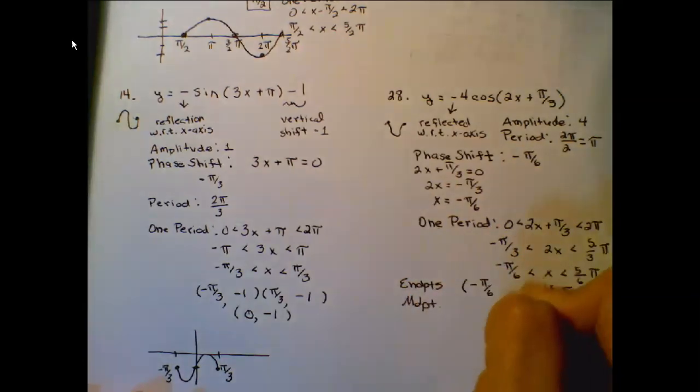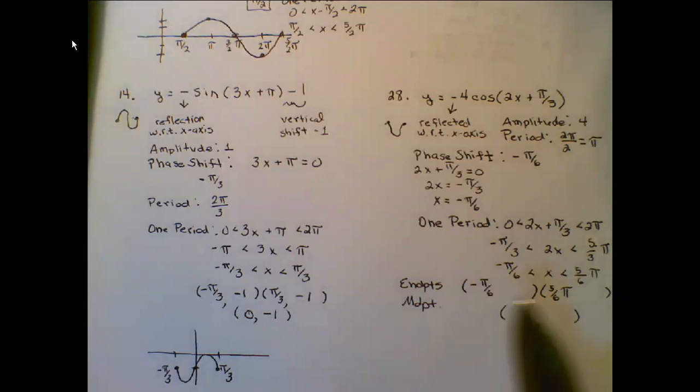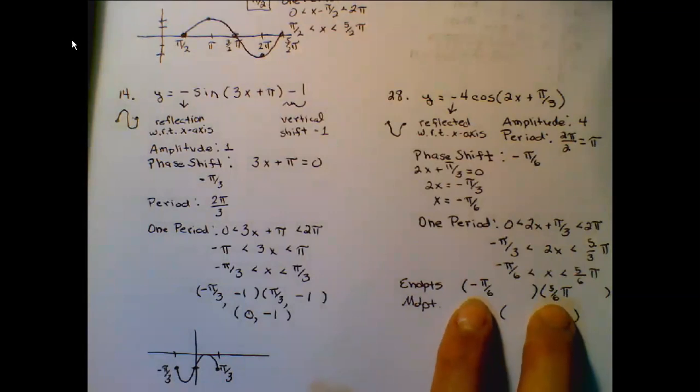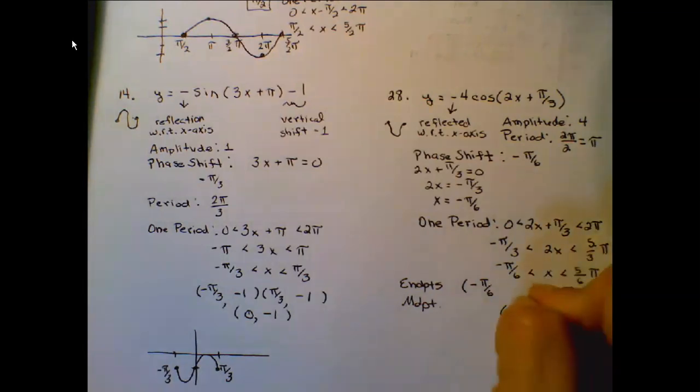And what's halfway between? How do you find what's halfway between two numbers? Add them and then divide by 2. If you add those, you would get 4/6. Divide by 2, you get 2/6, which is known as pi over 3.